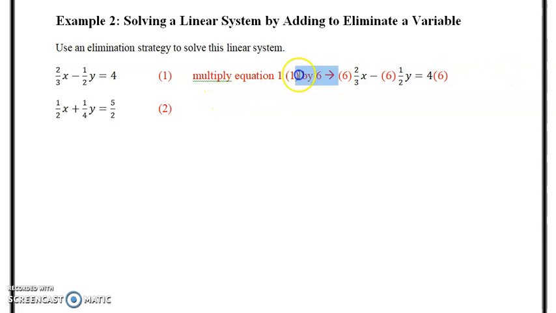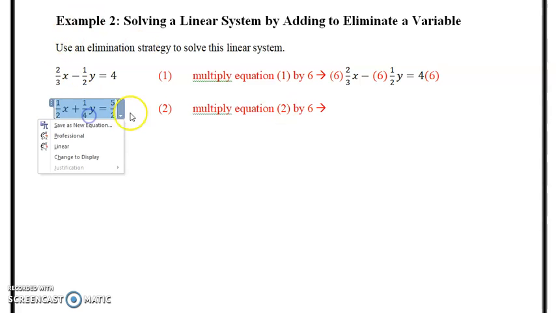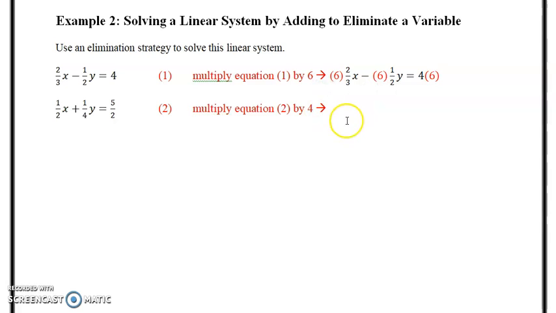The next thing we want to do is multiply equation 2. Well, in this one you can see there's a 2, a 4, and a 2, so obviously the LCM is 4, so we're going to multiply this whole equation by 4. Multiply this by 4, this by 4, and it doesn't matter if you do the front or the back, it doesn't make a difference.